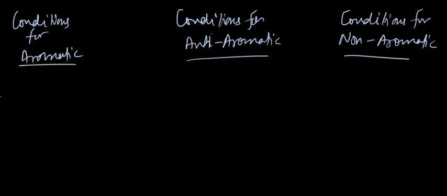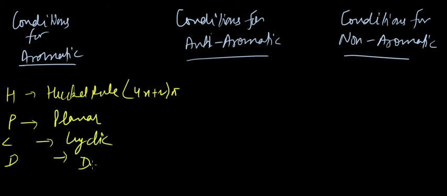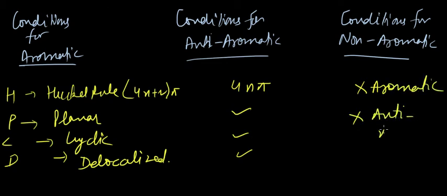Obviously for aromatic it has to follow HPCD, which is H is the Huckel rule, or they have to follow 4n plus 2 pi electrons. The compound has to be planar, it has to be cyclic, and the pi electrons have to be delocalized. Okay, conditions for anti-aromatic: the compound should have 4n pi electrons, it should be planar, it should be cyclic, it should be delocalized. And non-aromatic compounds are all of the compounds which are not aromatic and which are not anti-aromatic. It's that simple.